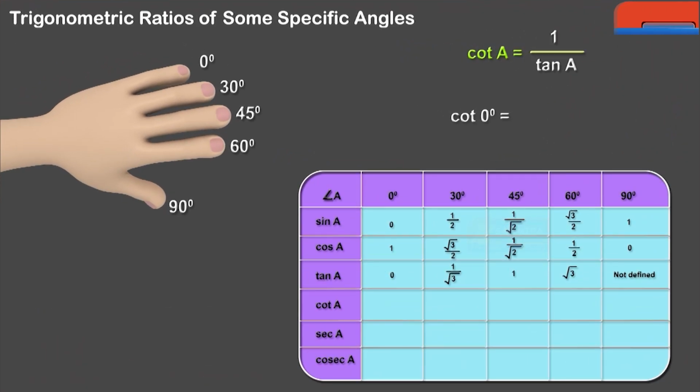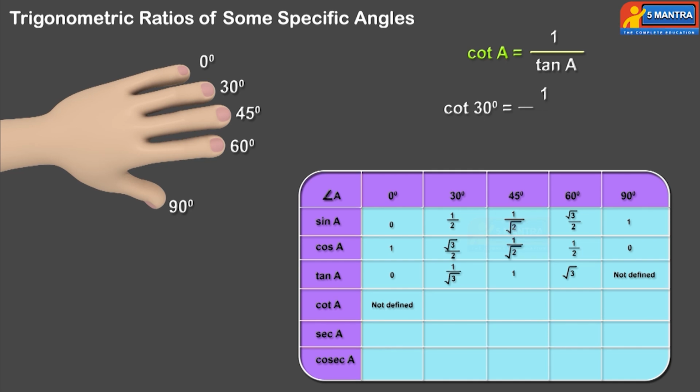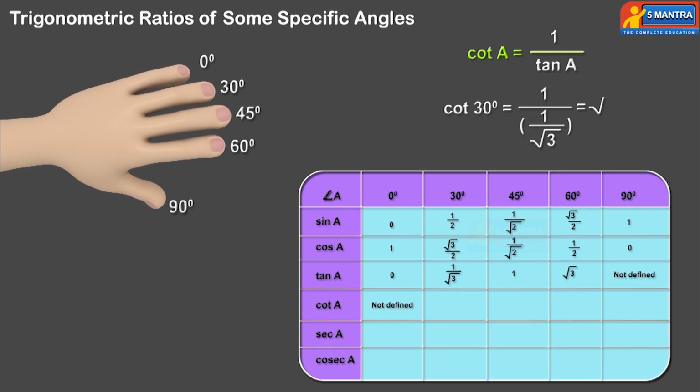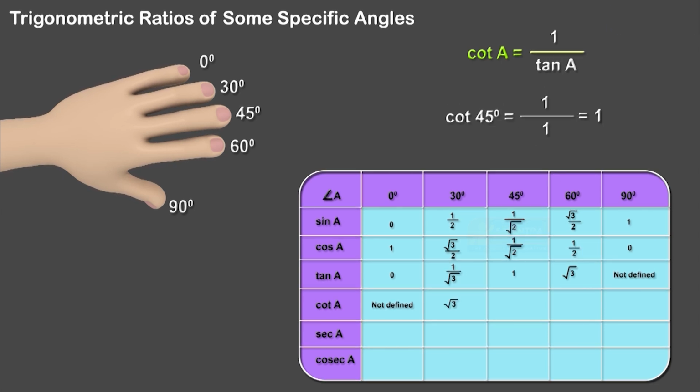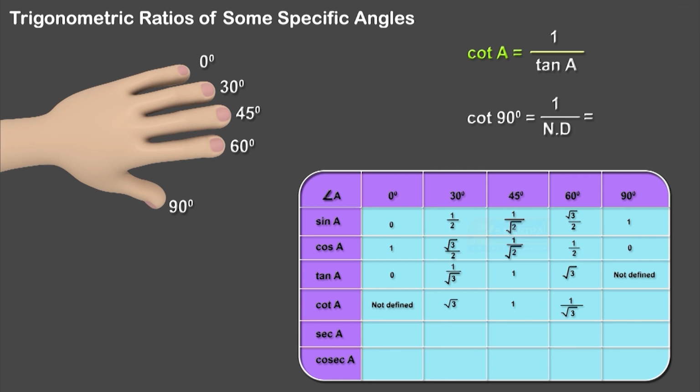So cot 0 is 1 by tan 0, which is undefined. Cot 30 is 1 by tan 30, which is root 3. Cot 45 is 1 by tan 45, which is 1. Cot 60 is 1 by tan 60, which is 1 by root 3. Cot 90 is 1 by tan 90, which is 0.